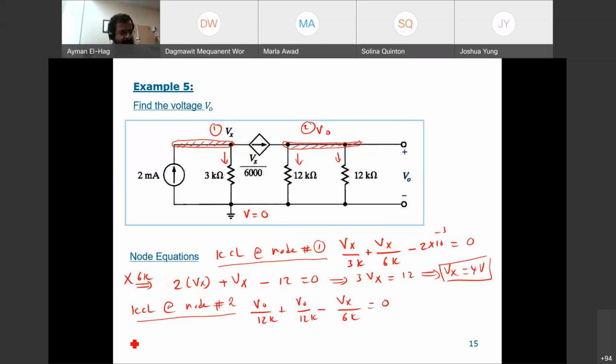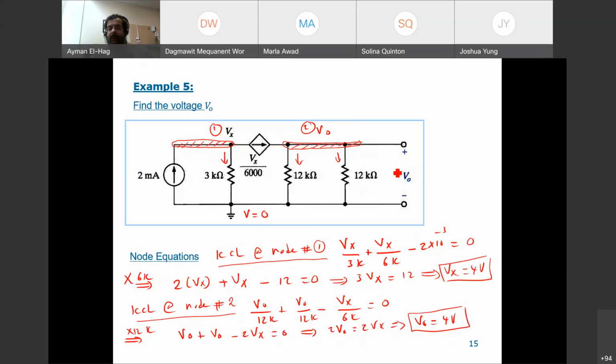Now I will multiply everything times 12K. So this becomes V0 plus V0 minus 2Vx equal to 0. So it means that 2V0 is equal to 2Vx, or V0 equal to Vx, which means that V0 is equal to 4 volt.